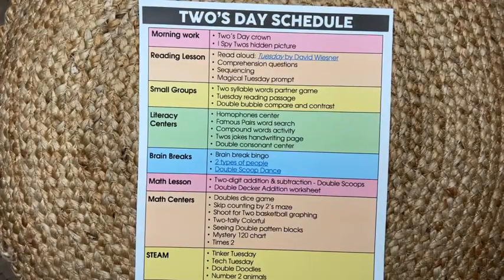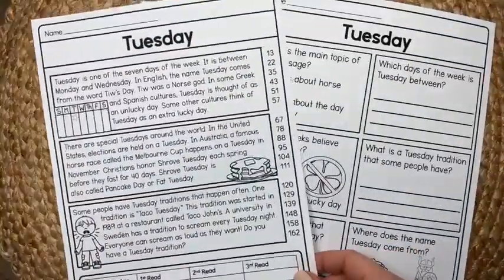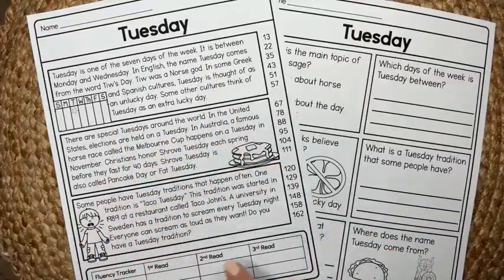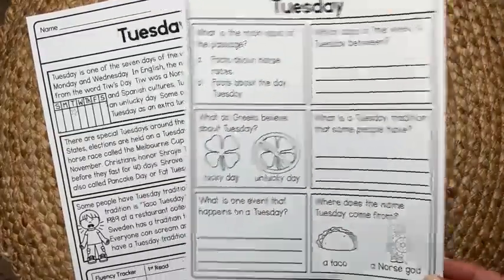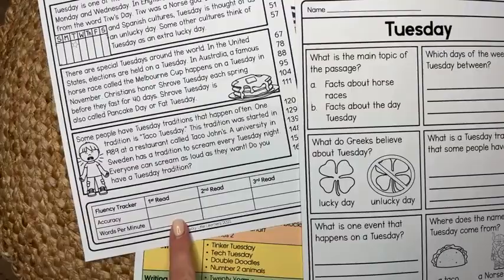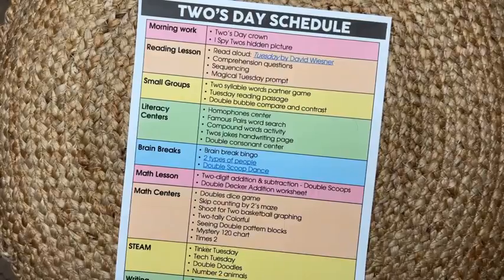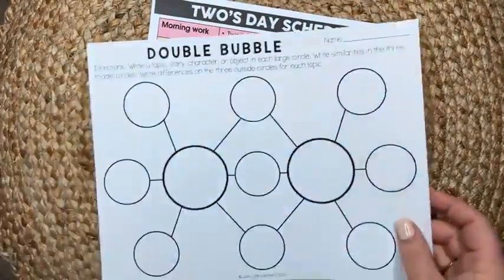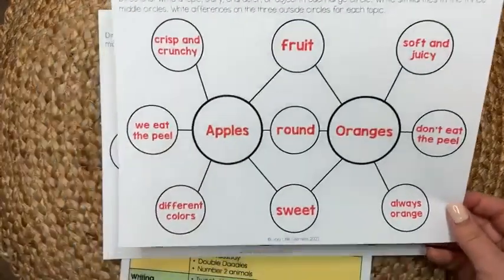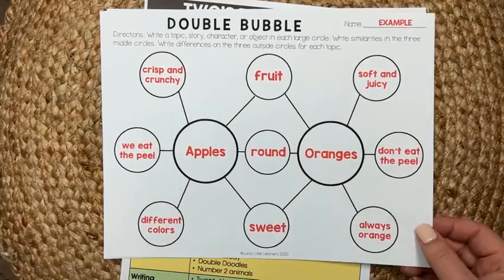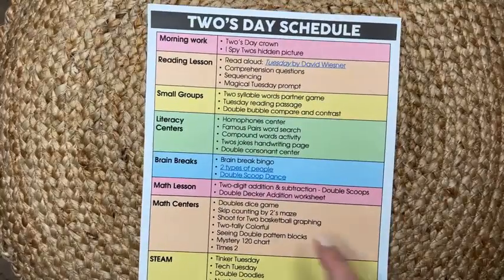Another small group activity that you could use during Tuesday is this reading passage. It's a Tuesday reading passage all about the day Tuesday, and you could do some of these questions to go with it for comprehension. If you really wanted to take it far, you could even do some fluency tracking there, but just a fun idea for Tuesday. And then another thing on here is double bubble, compare and contrast. You've got those compare and contrast bubble maps, and here are some suggestions that we gave you for comparing and contrasting apples to oranges or whatever, just some different things there. So some ideas for small group.